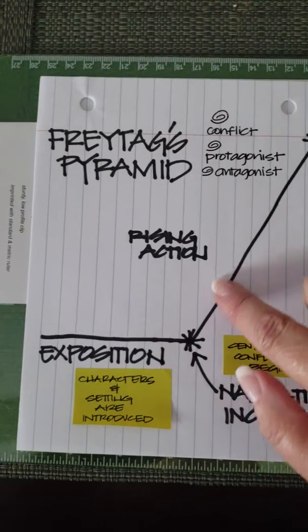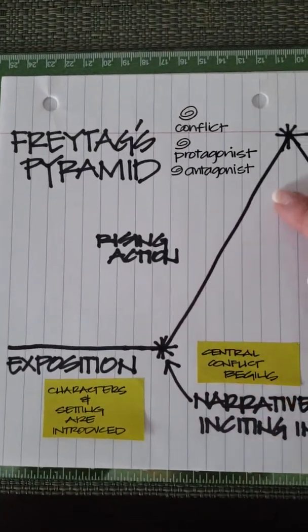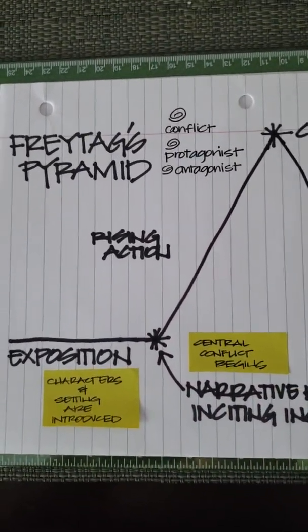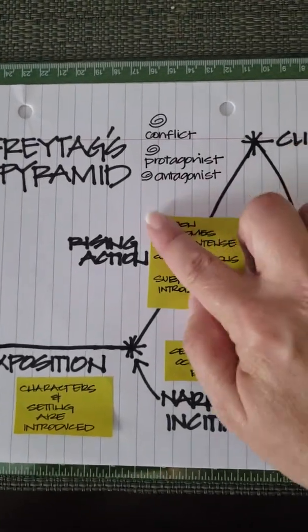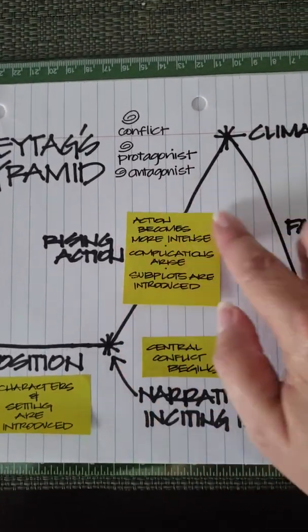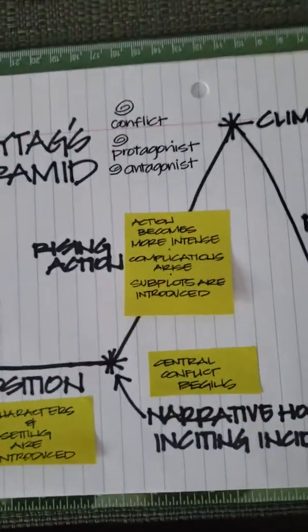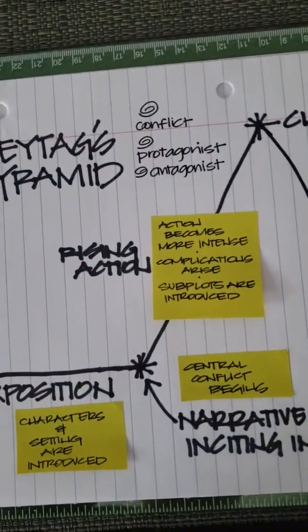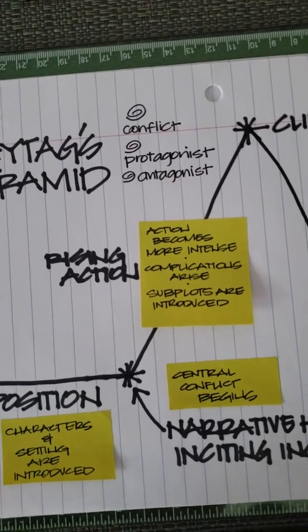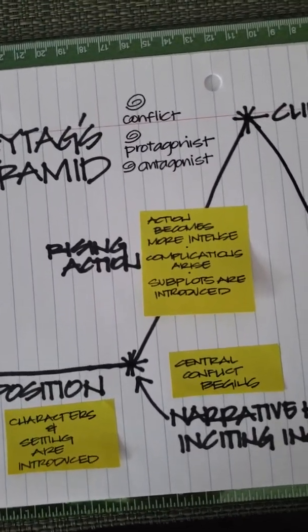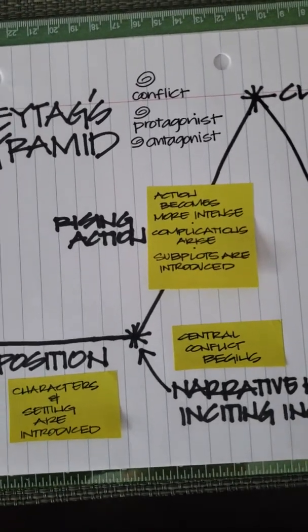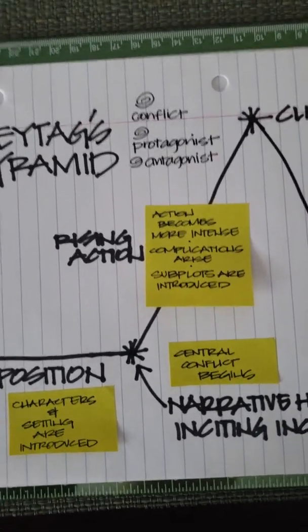So right here where the ski slope starts to go up, it is what it looks like. We call that the rising action. And we define that as a pretty decent sized chunk of the story or the novel in which the action becomes more intense, things become more tense for the protagonist, things are happening that are making life difficult for the protagonist.